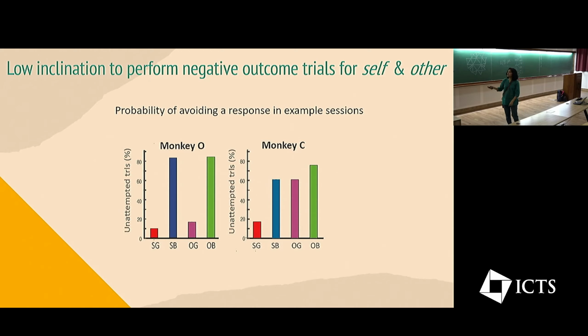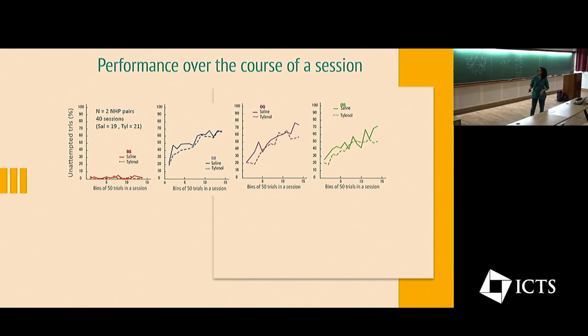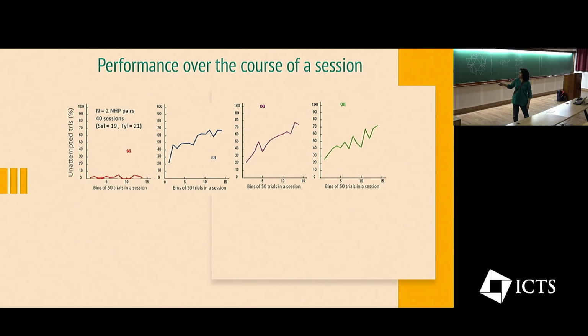Whereas when the outcome is good for self and other, they ended up attempting it more. That's why there's a lower percentage of unattempted trials, okay? Whereas for this monkey, the percentage of unattempted trials is in general more for all trials which did not give him a good outcome. So it will change from session to session, and therefore we analyze it using regression, again something that we talked about.